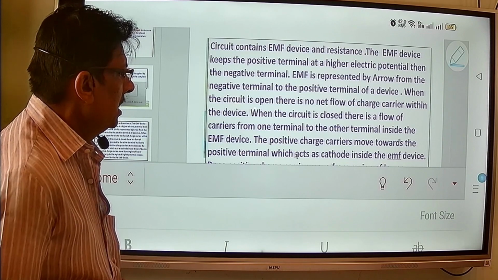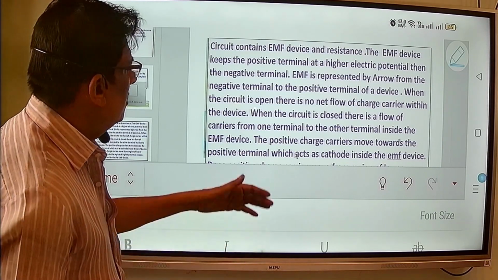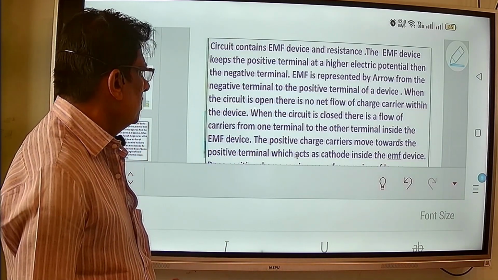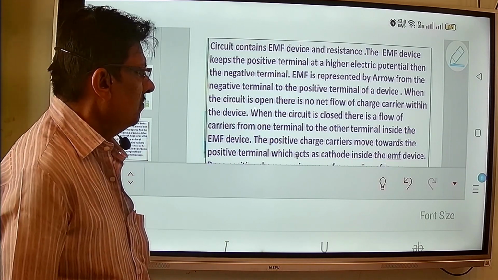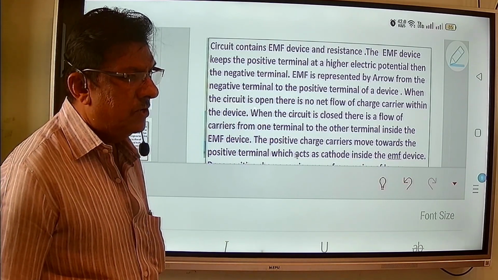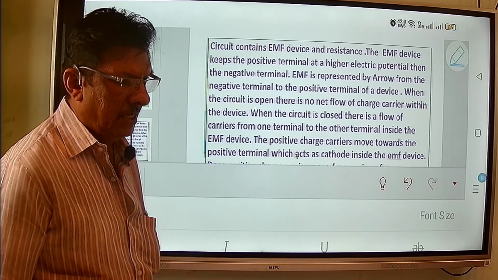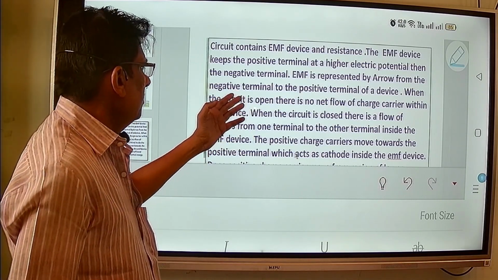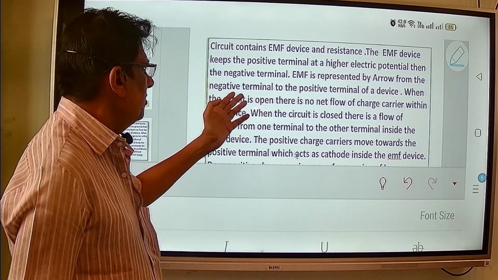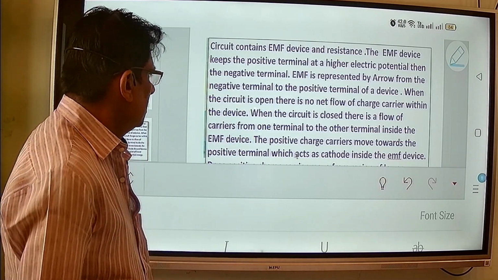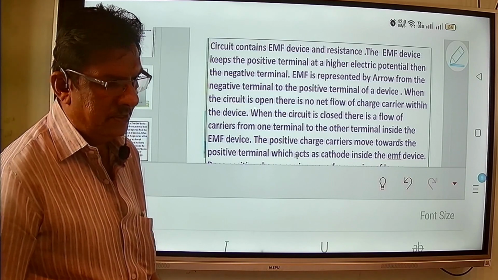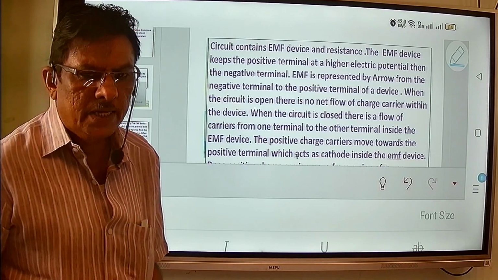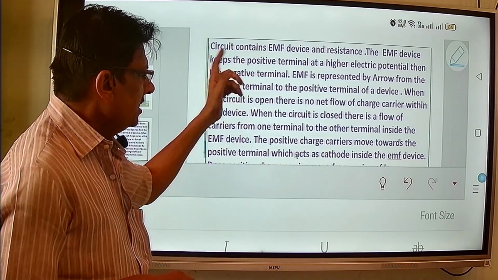EMF, how it is working, is represented by the arrow which you have seen earlier. The arrow points from the negative terminal to the positive terminal of the device. It means the charges moving in the circuit travel in the EMF device from the negative terminal to the positive terminal. Now we are considering that we are using a key for this circuit. When the key is pressed, this cycle takes place.